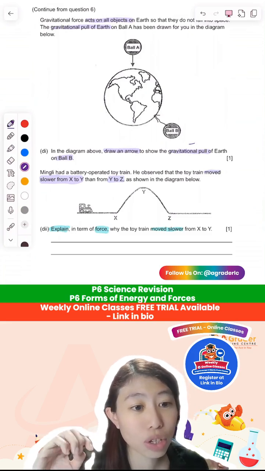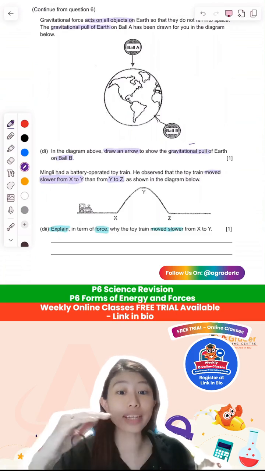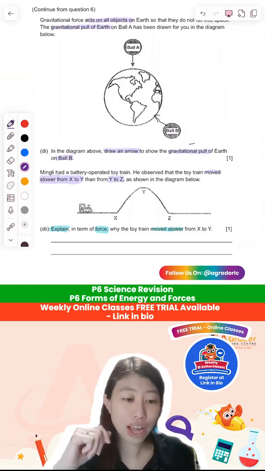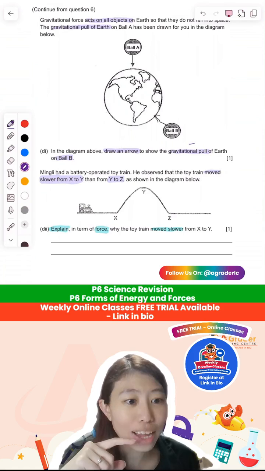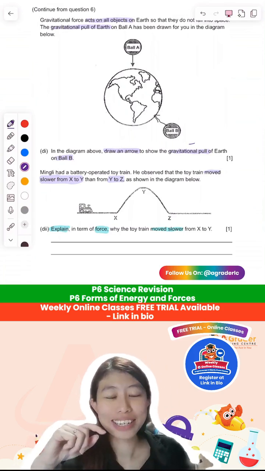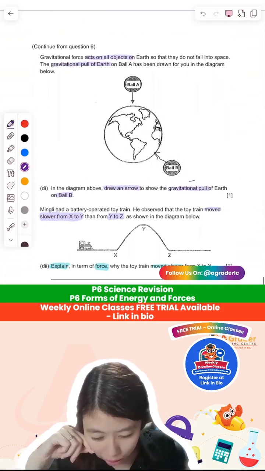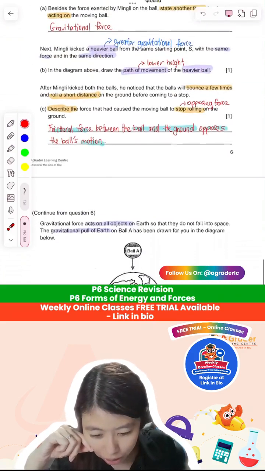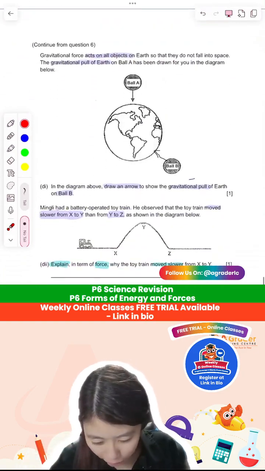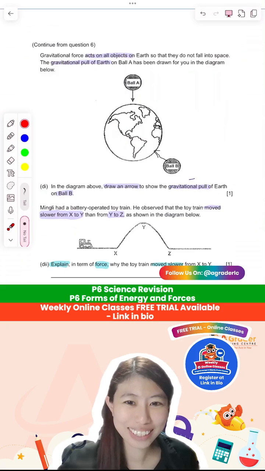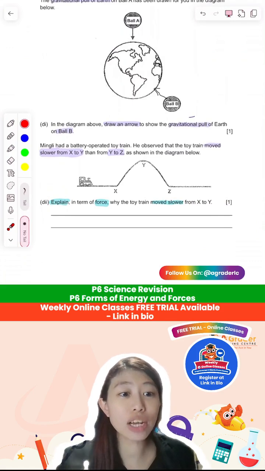Gravitational force was acting on the train, and the train was moving. Okay, we don't say acting against. We say the train is moving against. Very good. You got the idea there, Sakina. Yeah, I do teach P6. I teach the online class on Thursdays. That's the question number. This is part D. A, B, C, D. D part 1 and D part 2. Okay, very good. A lot of you got it correct.